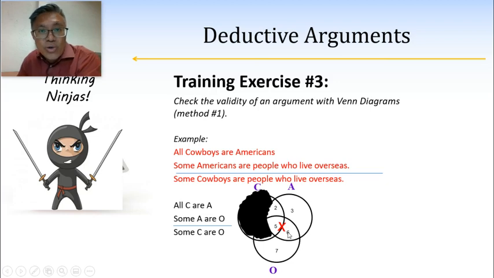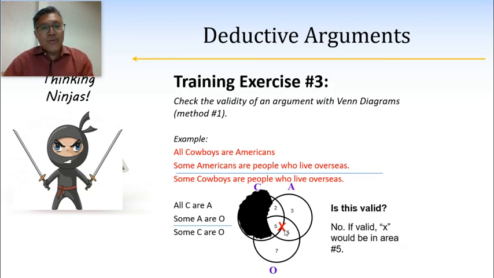We're not too sure, which means the conclusion does not have to be true. If the conclusion had to be true, the X would for sure be in 5. As it's drawn, we don't know if the X is in 5 because it could be in 6. That means this argument is not valid. It is not a valid deductive argument. The premises do not conclude for sure that the conclusion is true. Okay? Let's try another one.